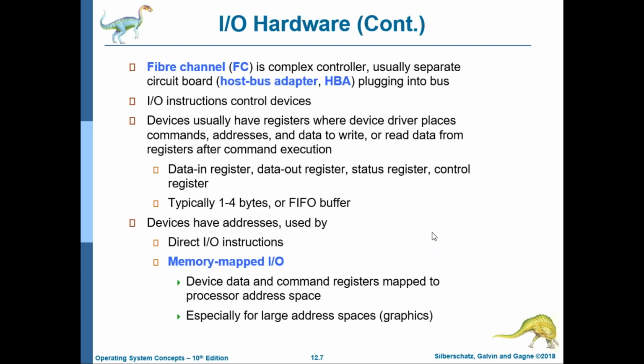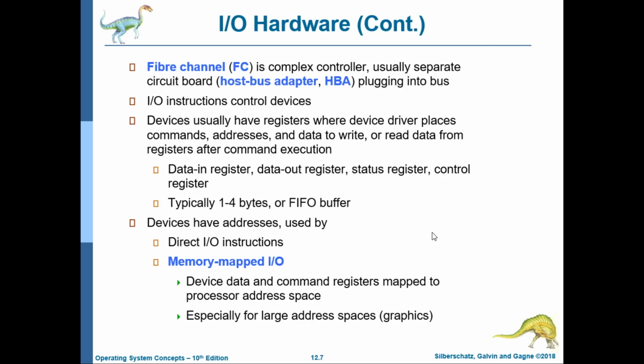So, continuation for the I/O hardware. Fiber channel, or FC, as I've already discussed in the previous chapters, is a complex controller, usually a separate circuit board, or a host bus adapter, or HBA, plugging into the bus. And then I/O instructions control devices. Devices usually have registers where the device driver places commands, addresses, and data to write, or reads data from registers after command execution. So these devices have registers where the device driver communicates by means of commands, addresses, and data to write or read data.